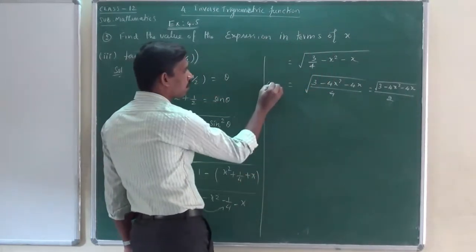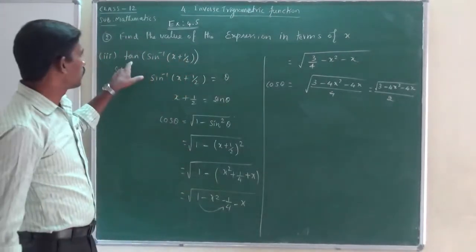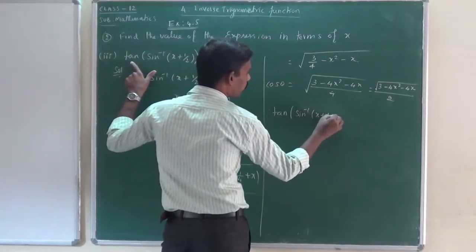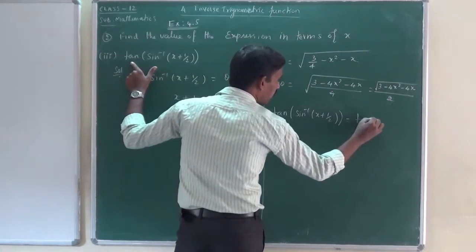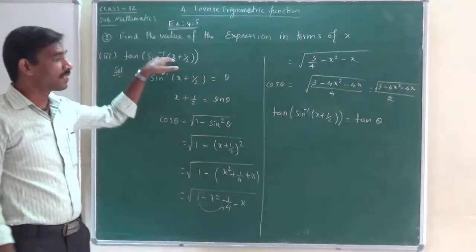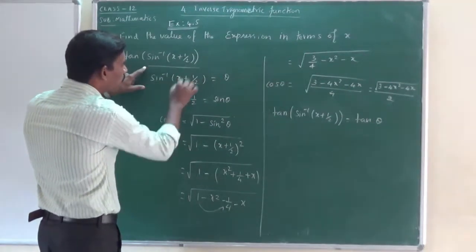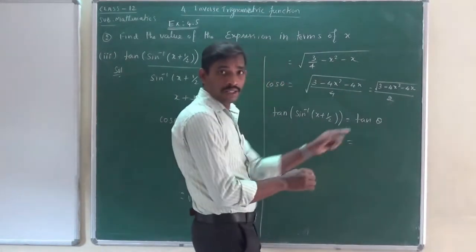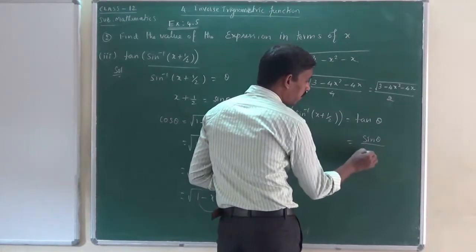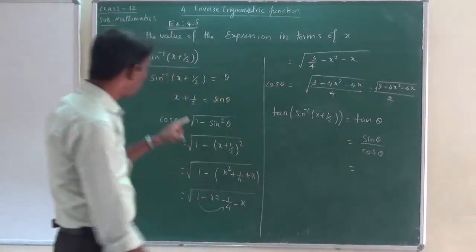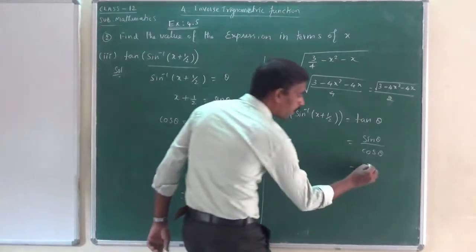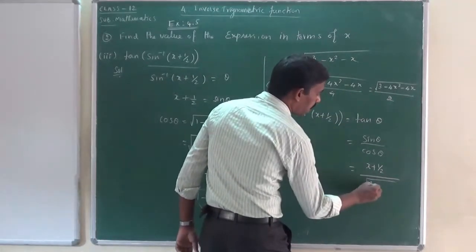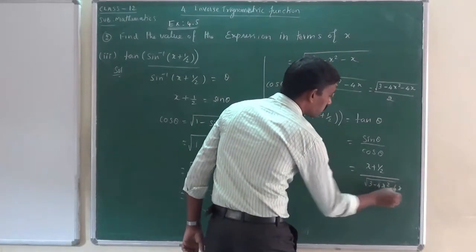This is nothing but cos theta. Now we have to see the question. Tan of sin inverse of x plus 1 by 2 is equal to tan theta, since sin inverse of x plus 1 by 2 is shown as theta. We know very well tan theta we can write as sin theta divided by cos theta. What is the sin theta value here? x plus 1 by 2, you know. So x plus 1 by 2 divided by, what is the cos theta value? Square root of 3 minus 4x square minus 4x divided by 2.